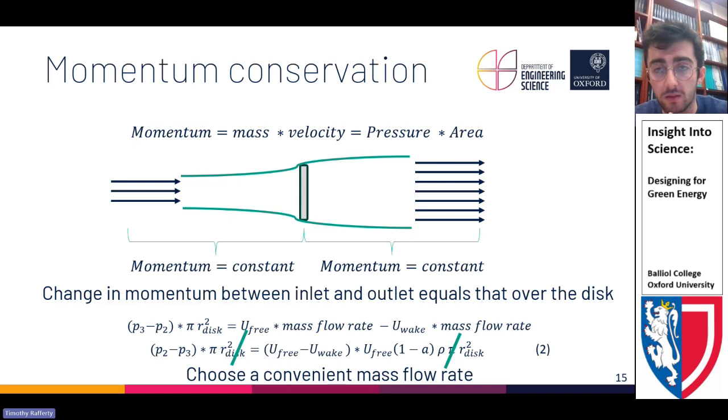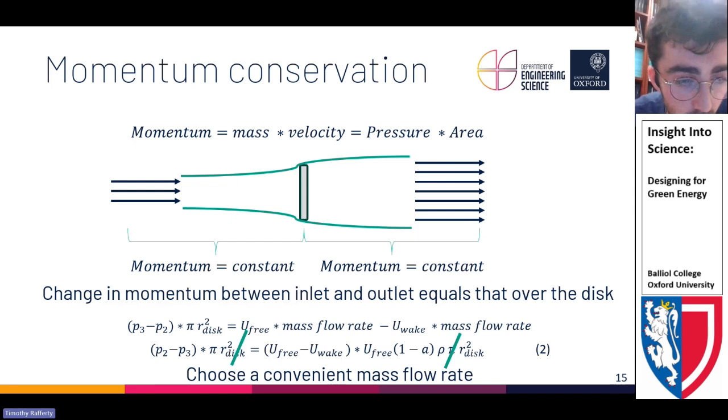And so we can say that the difference in momentum over the wind turbine itself, so between just before and just after the wind turbine, is going to be the same as the difference in momentum between the start and the end of this entire control volume. Okay, so that difference here is going to be the same as the difference between points 1 and 4. As I say, momentum is constant either side. And the change in momentum, written down just in case I was very bad at explaining it, over the entire disk is equal to that over the entire domain.